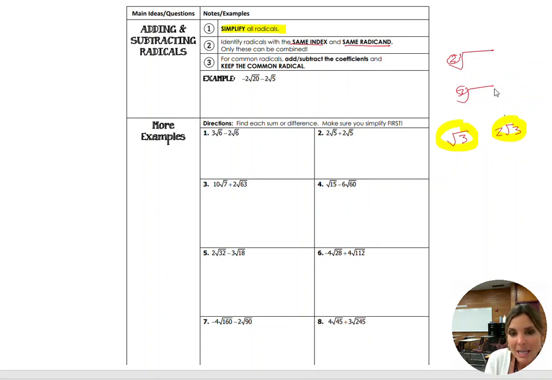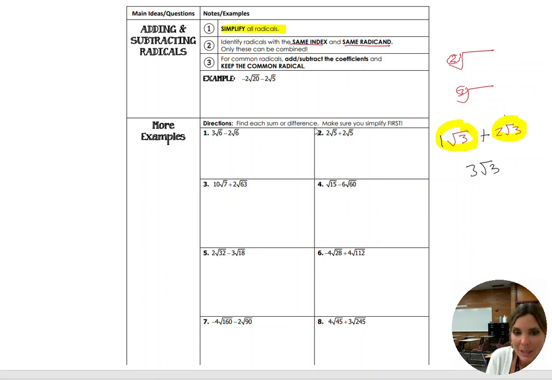Okay, now if they are like radicals, the way that you combine those is just like when you learned how to combine like terms. So if we're talking about 1 root 3, and if we combine that with 2 root 3, we would add the coefficients. So the 1 and 2 added together would be a 3, and then we keep the radical the same. So this would be 3 root 3.